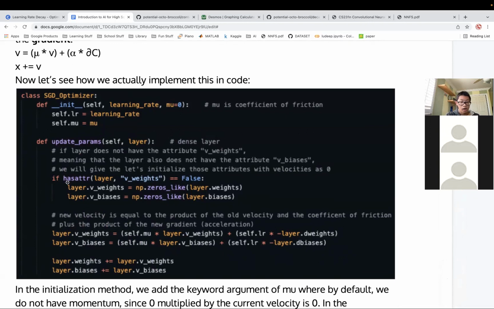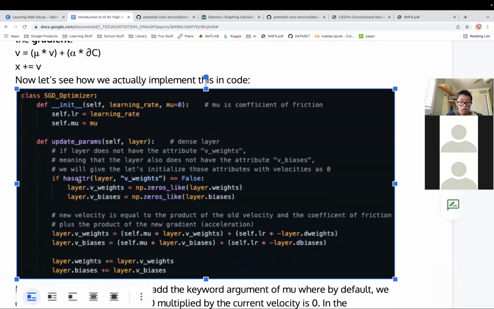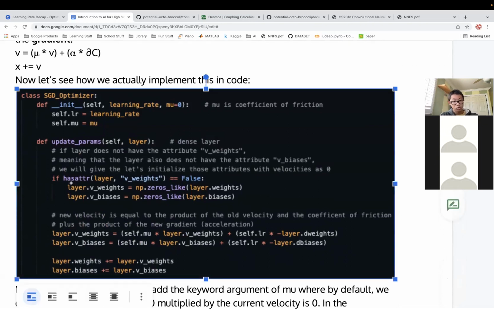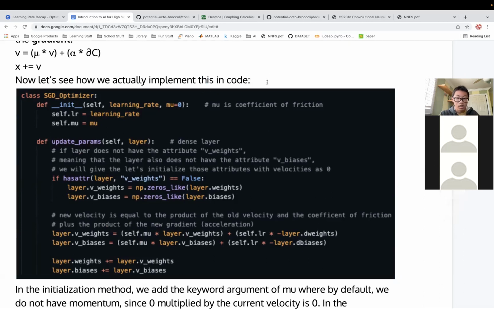Do you know what hasattr is? Oh no, I have not learned that one. I didn't know that one either, but it's really simple. What it does is you take an object, and the object in this case is layer. What we're trying to get is layer dot v weights. So this is what we're trying to get: layer dot v weights.